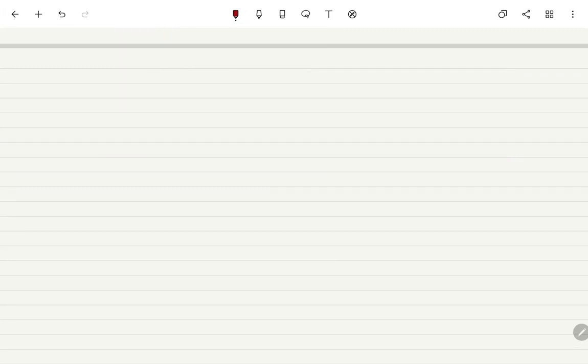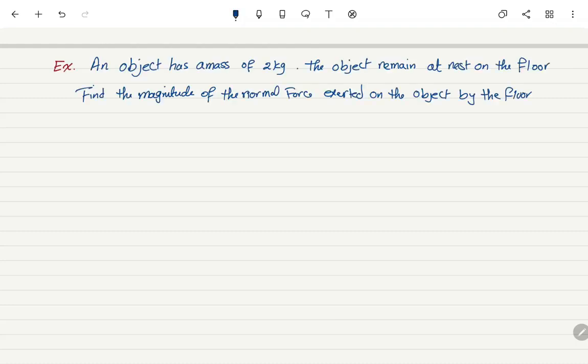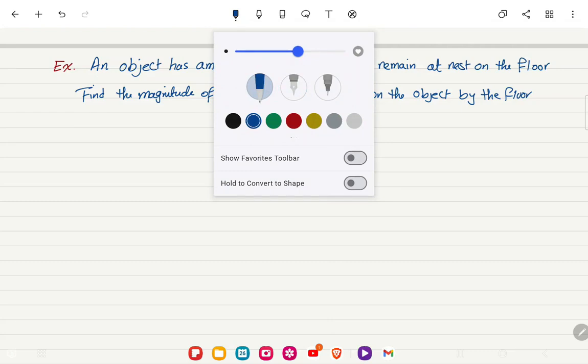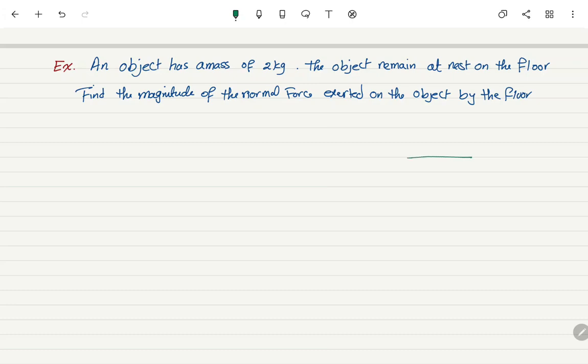Now let's have an example. An object has a mass of 2 kilograms. The object remains at rest, which means it's not moving at all, so there's no acceleration on this object on the floor. Find the magnitude of the normal force exerted on the object by the floor. Let's have a simple sketch for this case: an object on the floor, in contact with the floor, with mass M.